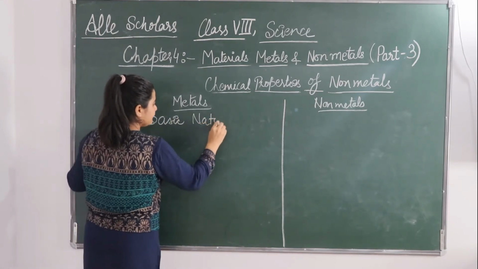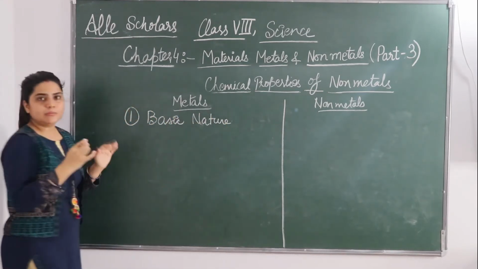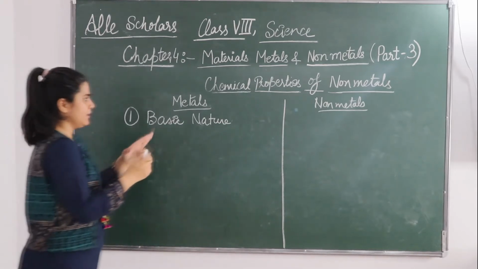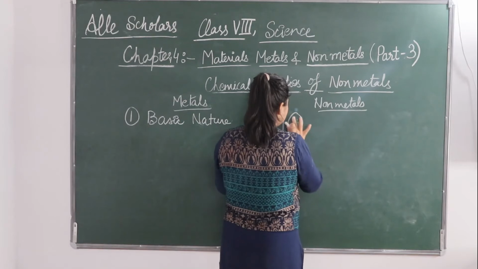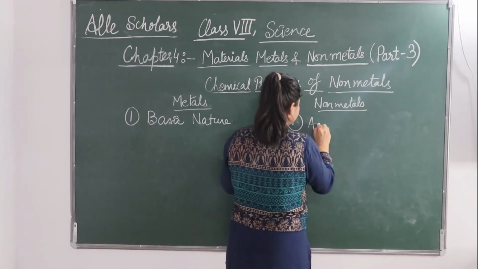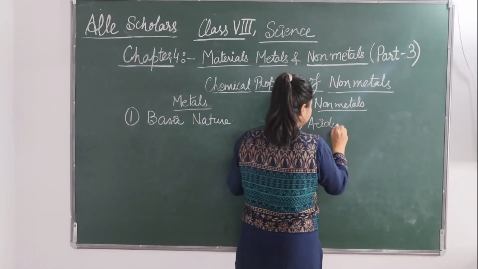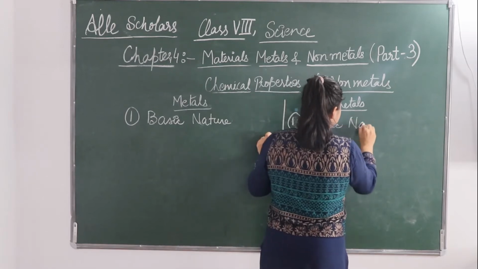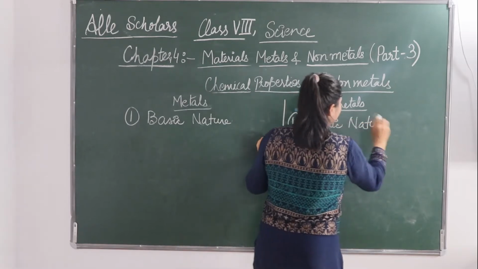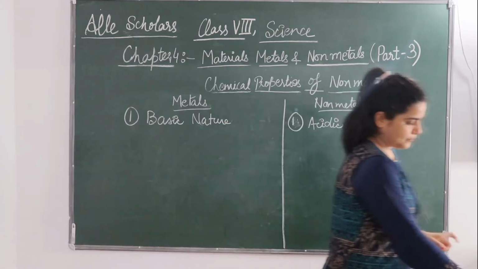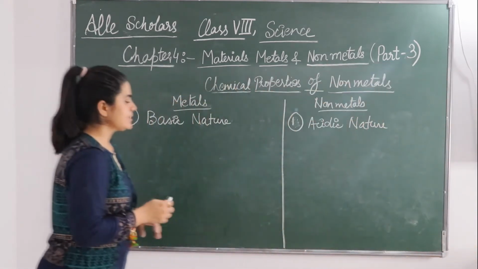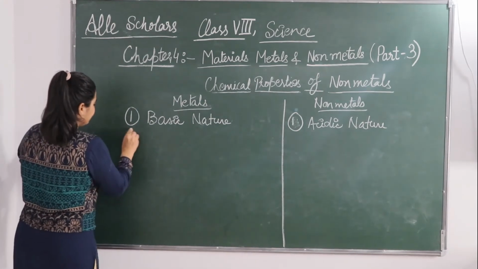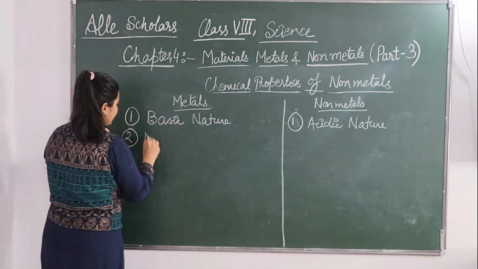The first thing is that metals show basic nature, means they turn red litmus paper to blue. But non-metals show acidic nature, they turn blue litmus paper to red.